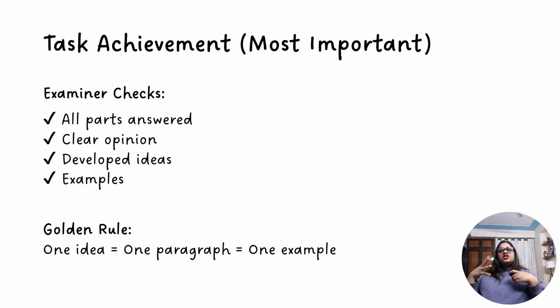So in the task achievement part, which you need to take care of, what does the examiner check? First of all, task response or task achievement is that you have answered each and every part they have asked you. Like if there is a question that these days people are moving abroad for better studies or for a better future, so do you think that this is happening because of the lack of opportunities they are getting in their native country? Do you agree with this statement or not?